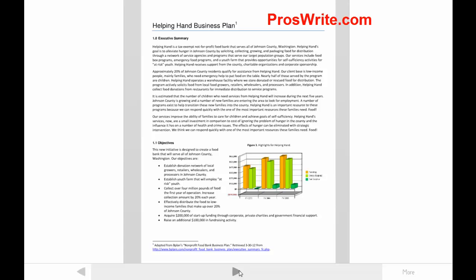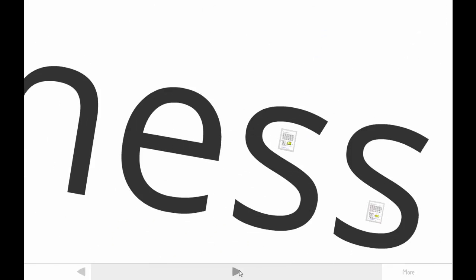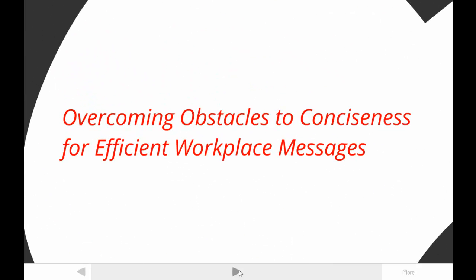The plan was written by a nonprofit organization called Helping Hands to secure funding for its activities from private philanthropic foundations. When you think about the audience for this business plan, you should realize they're not going to be experts about the writer's organization, and they're probably at least somewhat skeptical of or sensitive to the writer's request for funding. All of this means the writer has to increase the audience's readiness to accept their message. My task in this tutorial is to explain the four obstacles to conciseness and convince you why overcoming these obstacles is important in the business plan.